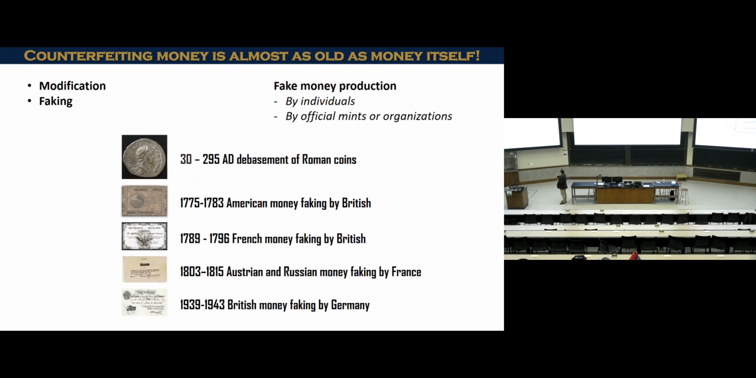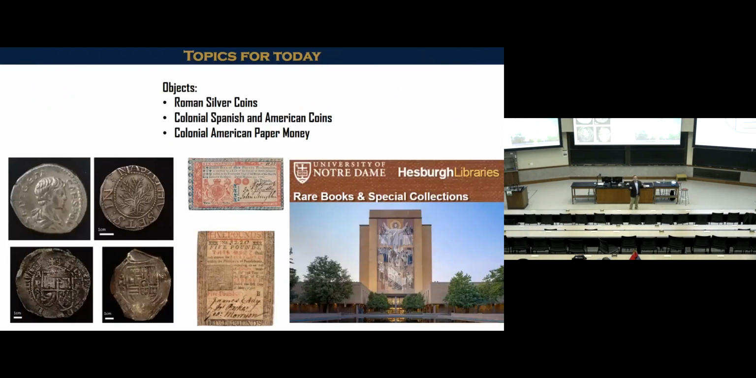Eventually, they also used faked French money during the French Revolution, and later on during the Napoleonic Wars. So that was also happening. The French did that with Austrian and Russian money. And eventually the Nazis did it also with British money. So this became a very common tactic to win wars.